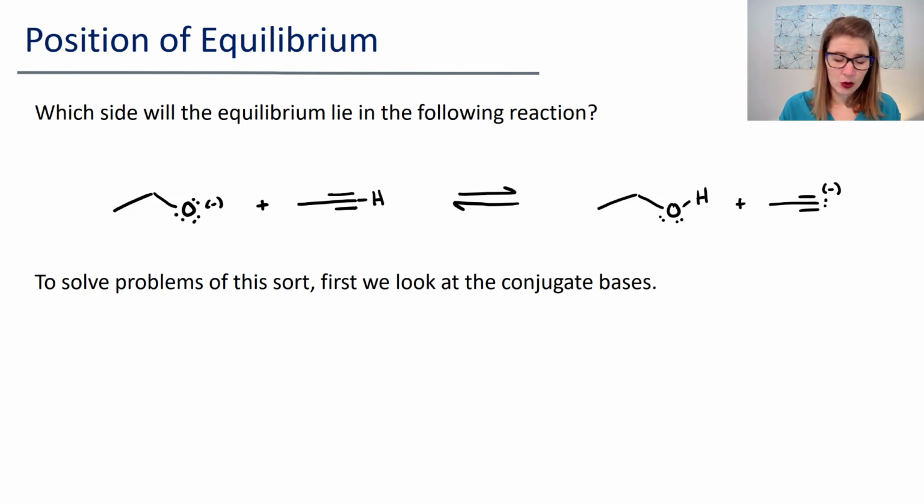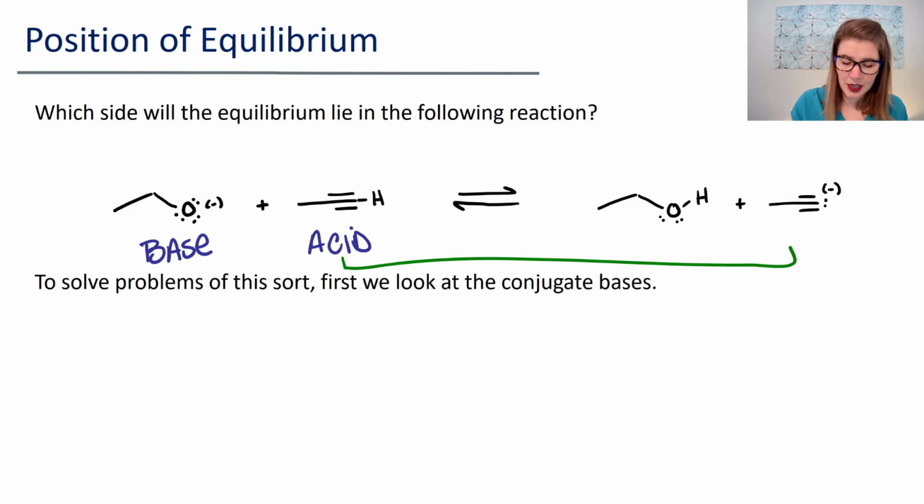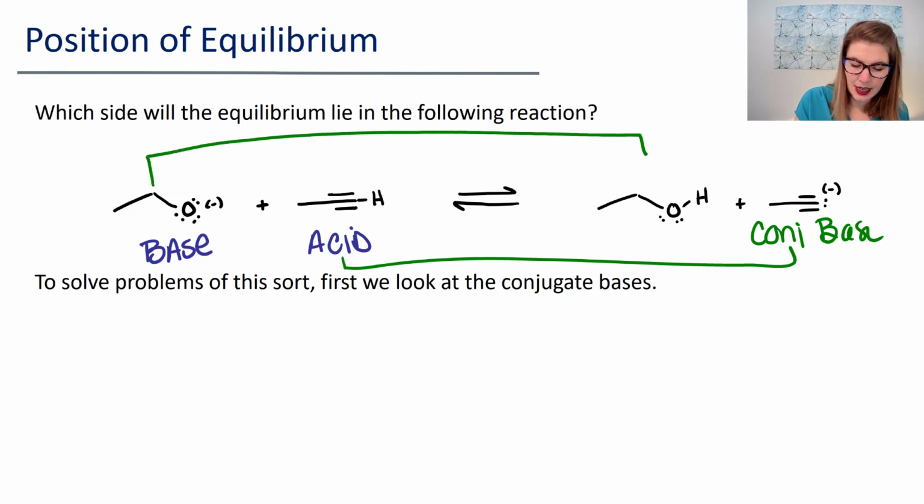One thing that you need to do to start with this is to figure out what in my structure or what in my reaction are my acids and bases. So first, let's identify this as an acid and this is a base. Then we can draw the conjugate acid-base pairs, where if this is my acid, then over here is my conjugate base. And if this is my base, then over here is my conjugate acid.